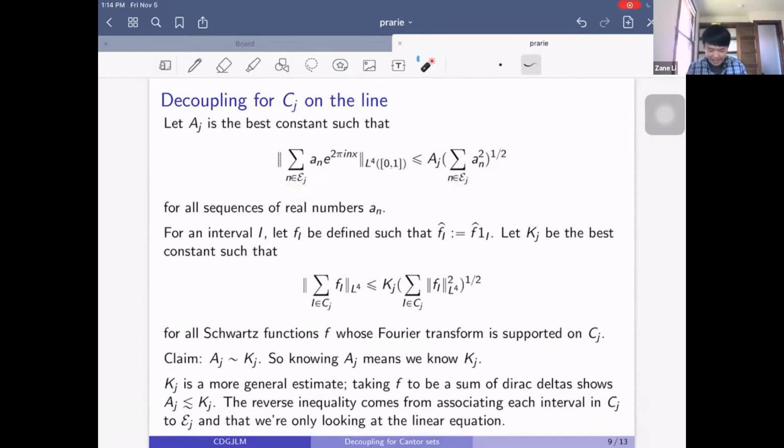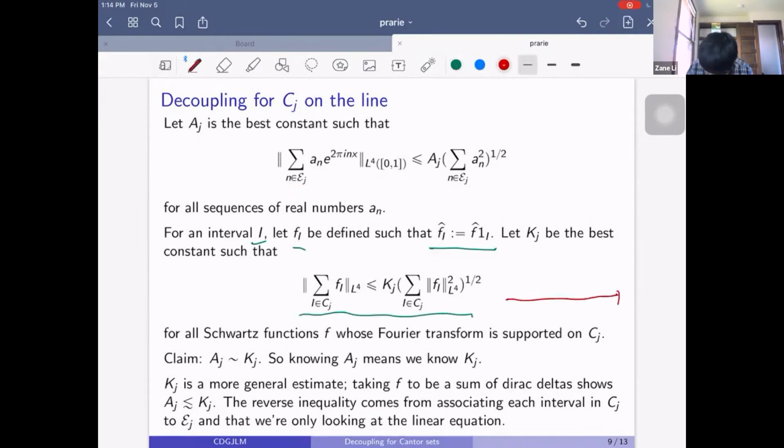Okay, so now let's define decoupling for a subset of the line. Given an interval I, I'm going to let f_I be defined on the Fourier side as f_I hat is f hat times the indicator function of I. And K_j is the best constant such that I can put here. So what is this? How should we think of this?